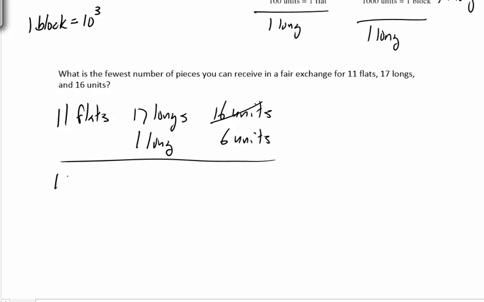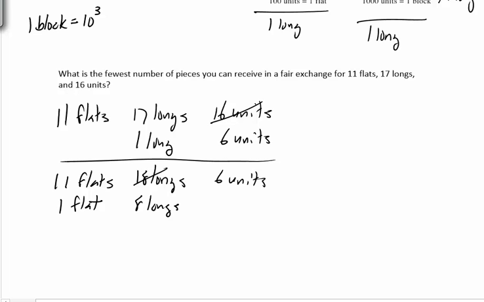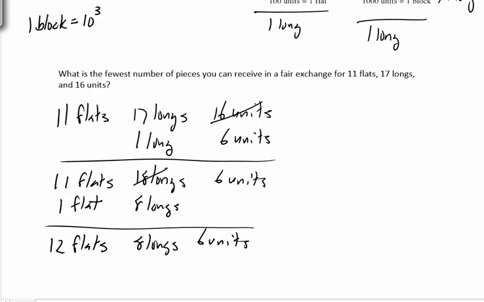And so far that leaves me with 11 flats, 18 longs, and now I've got 6 units. And so the 6 is the smallest denomination that it can be. Now the 18 longs, I can swap that out for one flat, and that'll leave me with 8 longs. And so total, I would then have 12 flats, 8 longs, and 6 units. Okay, so it's just kind of like borrowing, I guess.